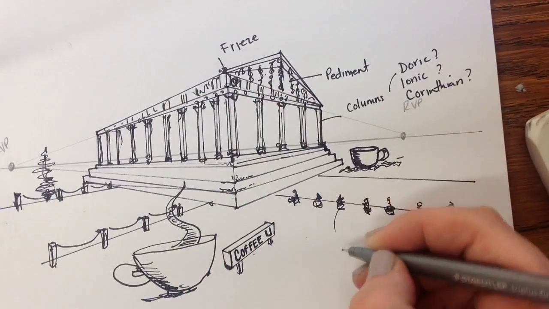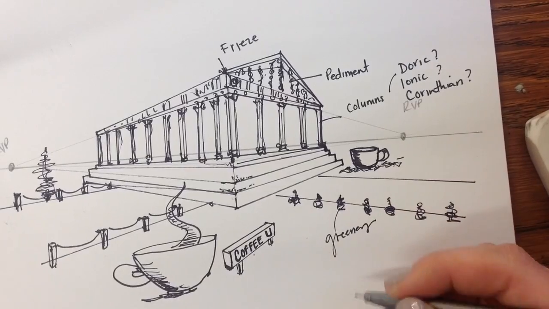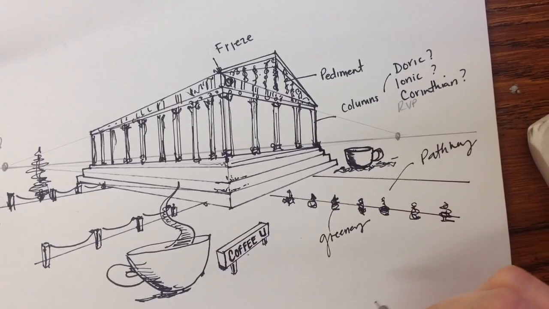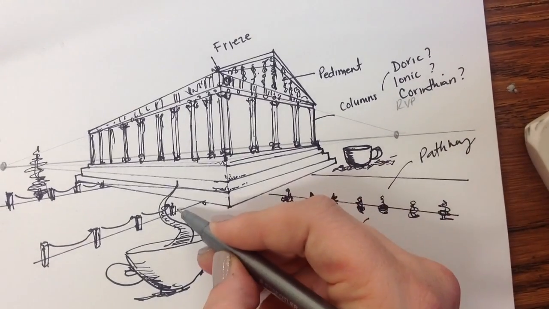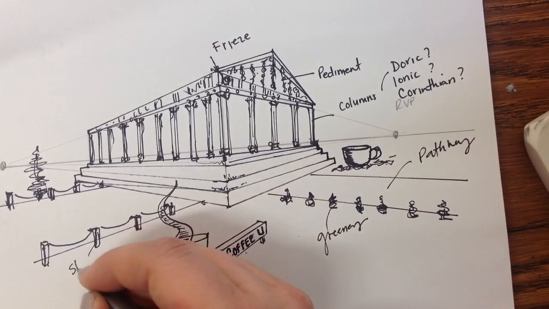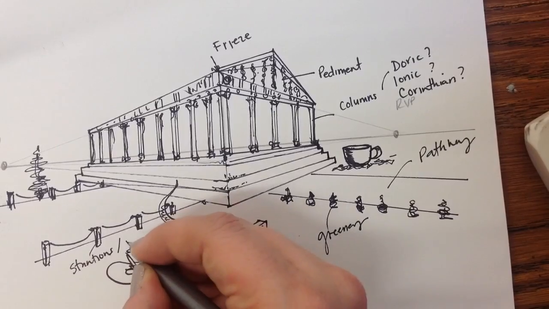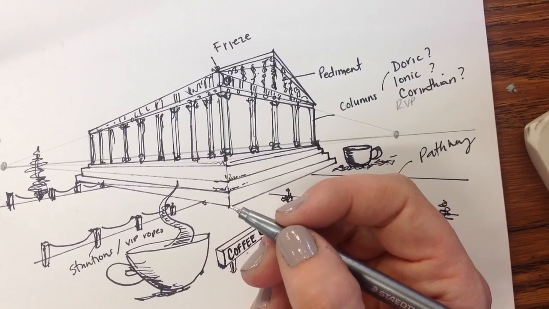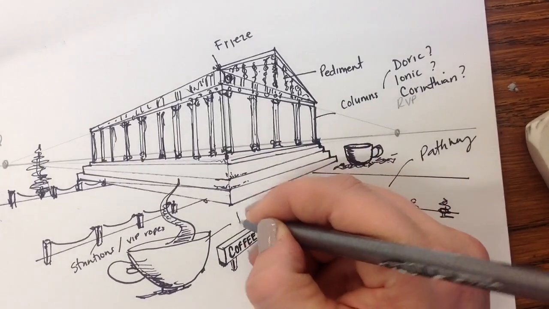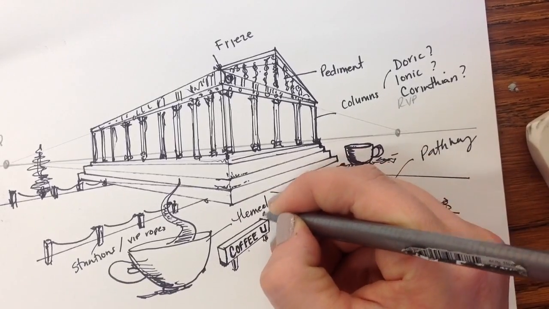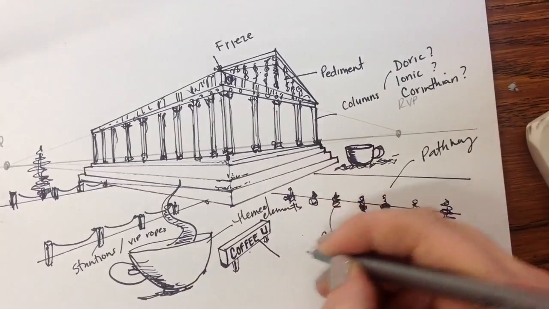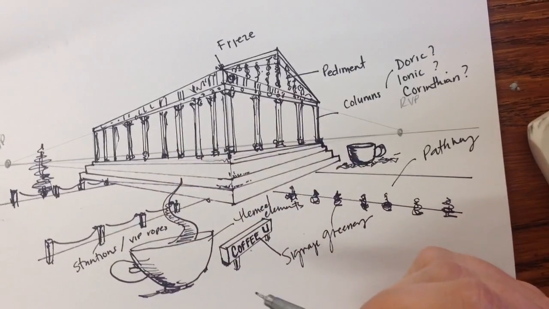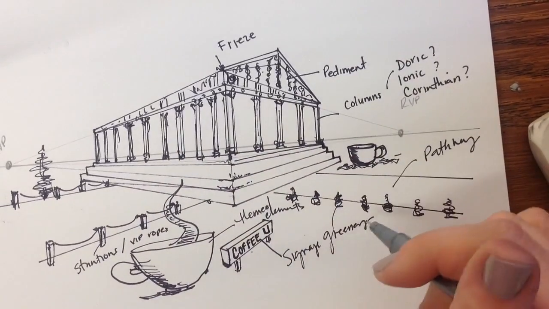You also have to have some kind of greenery. You have to have some kind of pathway or sidewalk. You need to have the stanchions or the VIP ropes or posts, and there must be themed elements. And signage. So all of these elements all together will create the design of your building.